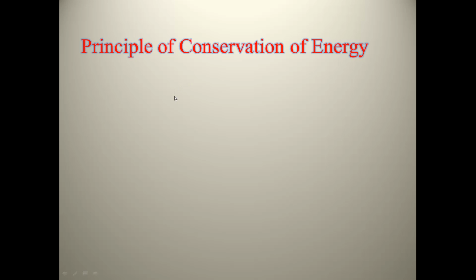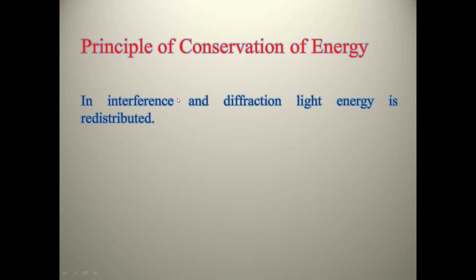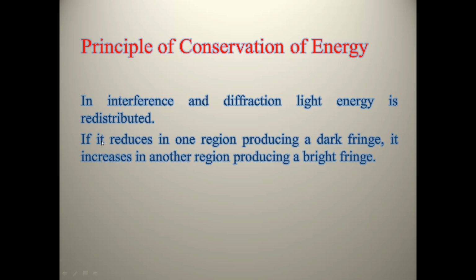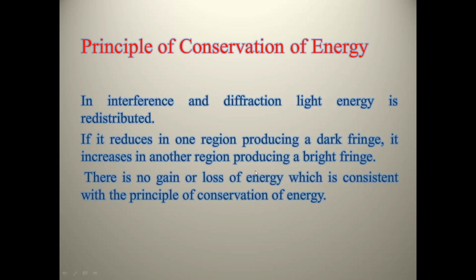Principle of conservation of energy. In interference and diffraction, light energy is redistributed. If it reduces in one region, producing a dark fringe, it increases in another region, producing a bright fringe. There is no gain or loss of energy, which is consistent with the principle of conservation of energy.